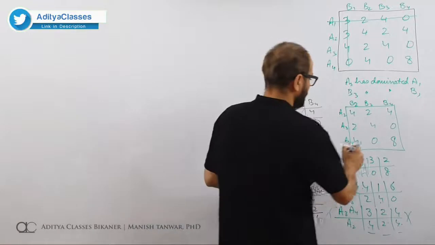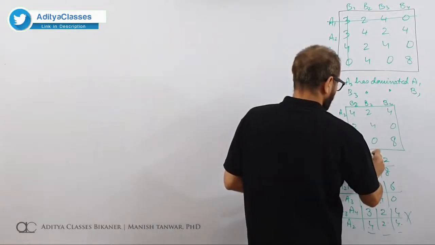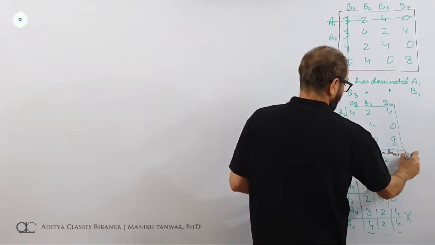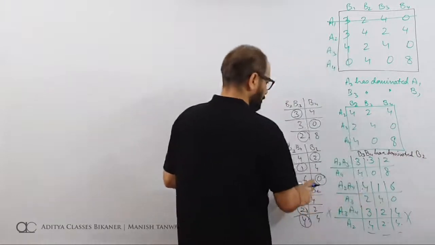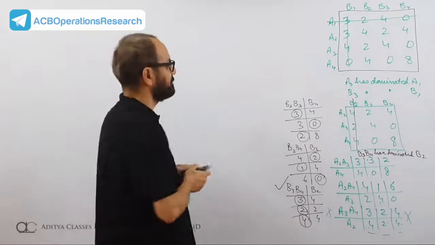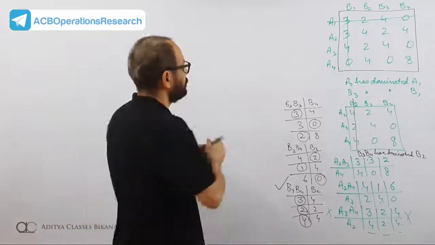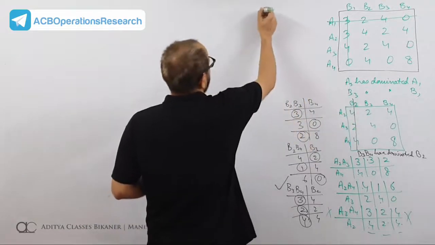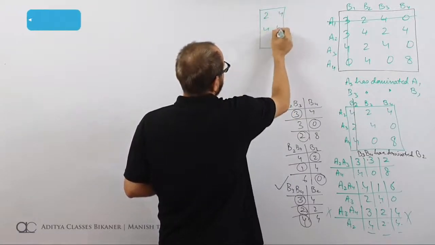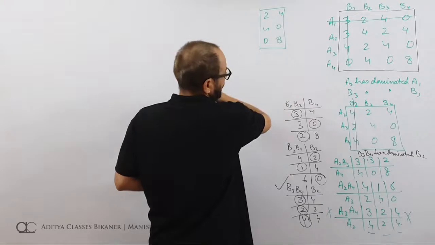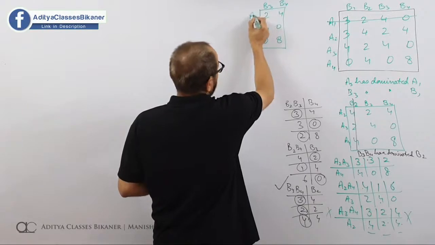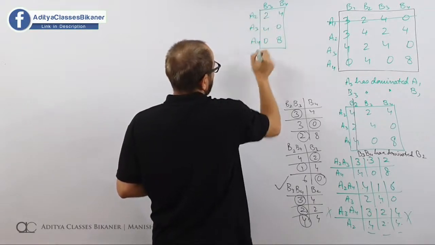So all I can write down over here is B3, B4 have dominated B2. This is reduced. Now what does my game reduce to? This is gone. I'm left with 2, 4, 4, 0 and 0, 8. We have only B3 and B4, and here I have A2, A3, A4.